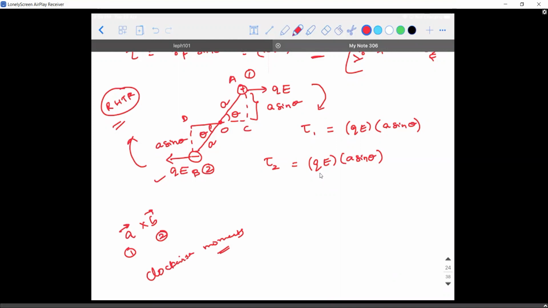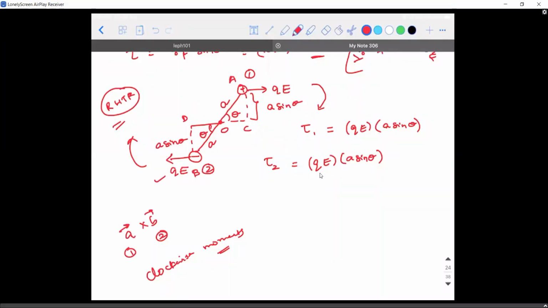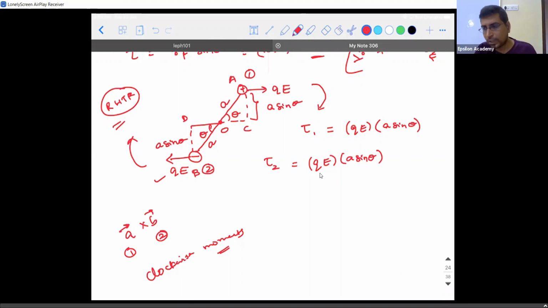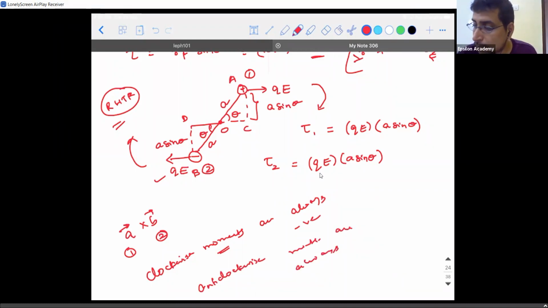It is like this. I am applying a tangential force like this. Look at the way it is going to rotate. Are you able to see? Yes, sir. This is what is happening. So it will rotate clockwise. So clockwise moments are always negative and anti-clockwise moments are always positive. The best example is your water bottle cap.